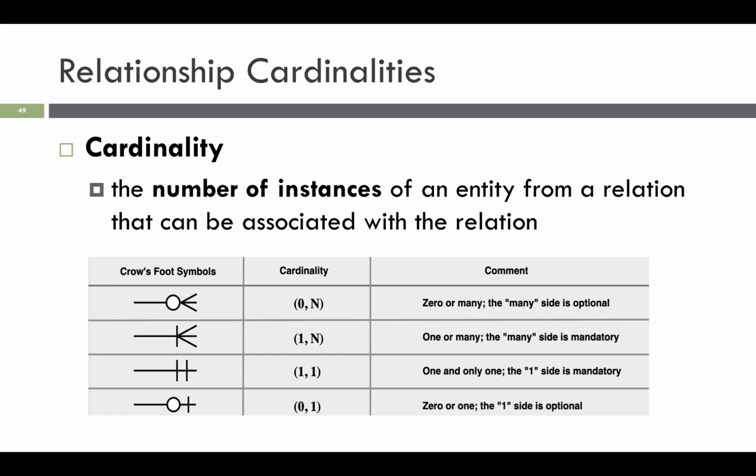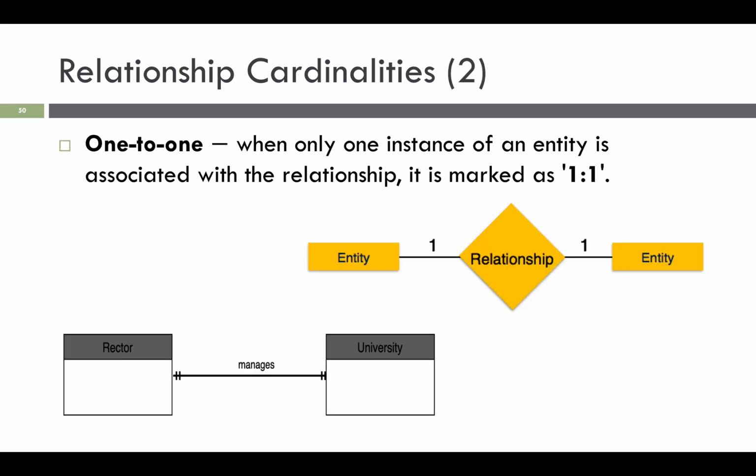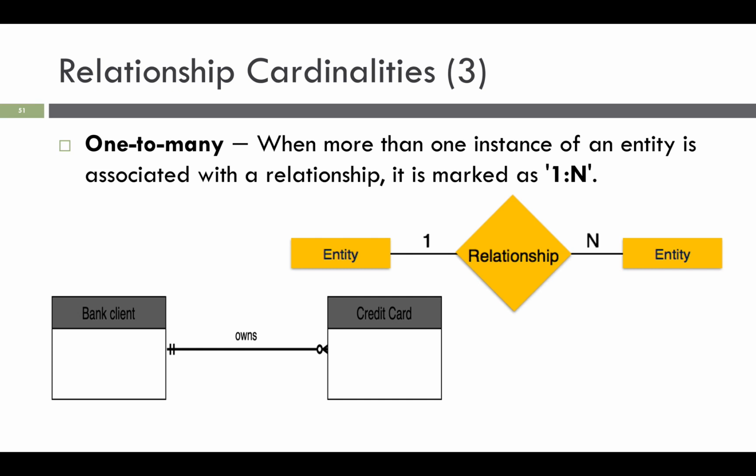Cardinality expresses the minimum and maximum number of tuples associated with one tuple of the related entity. One-to-one is when one instance of an entity is associated with one instance of the related entity. The following image reflects that only one instance of each entity should be associated with the relationship. For example, a rector can manage one university. A university can be managed only by one rector. One department has one head. One key can open only one lock.